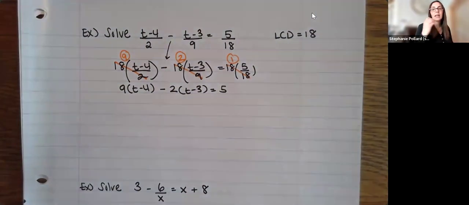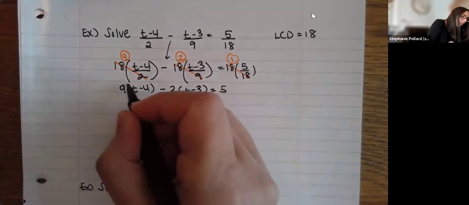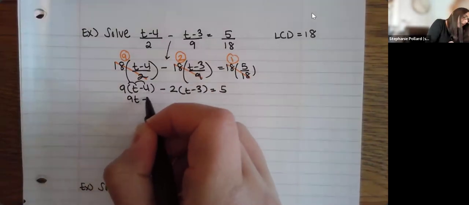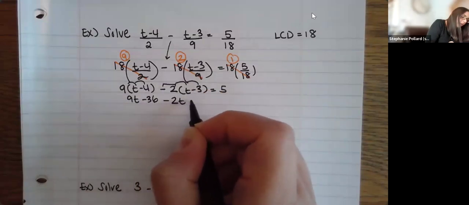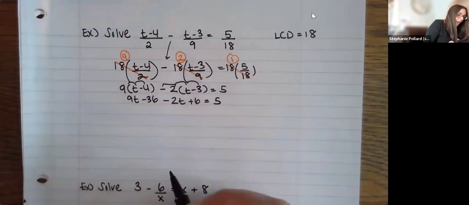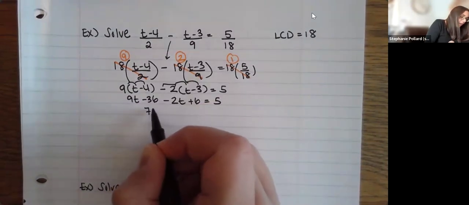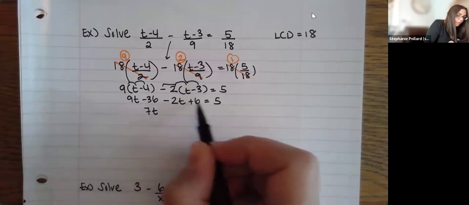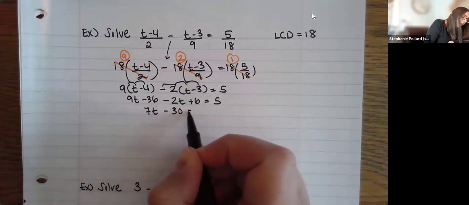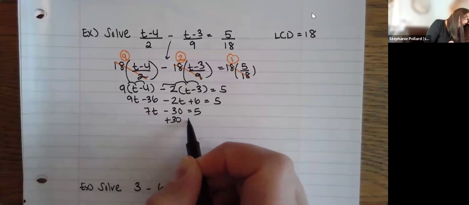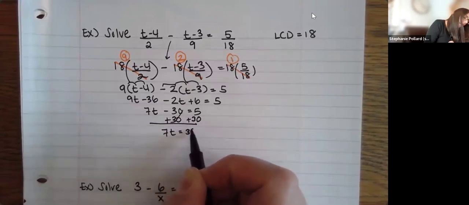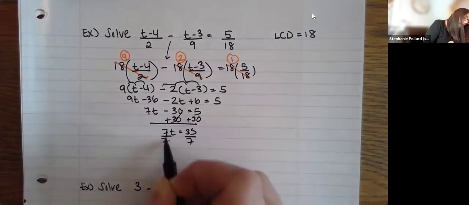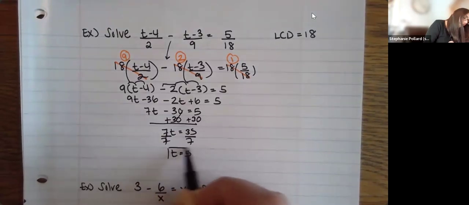But on the left here, I'm just going to take my time. That 9 and 2 have to get distributed through. So it's going to be 9t minus 36. Watch out, this is a negative 2 coming through, so negative 2t plus 6. 9 minus 2 is 7, so I have 7t. Negative 36 plus 6 is negative 30. And then I'm going to go ahead and keep solving. So I have 7t equals 35. Divide by 7, and I have t is equal to 5.